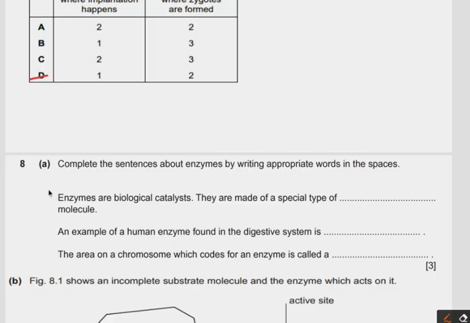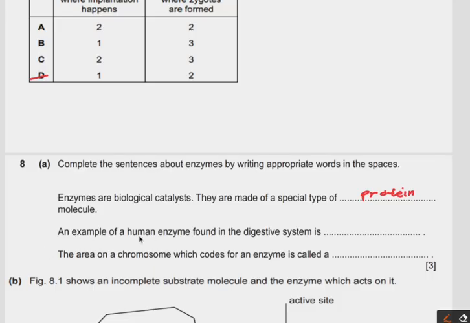Then the last question, which is the structure one, says complete the sentences about enzymes by writing appropriate words in the spaces. So enzymes are biological catalysts. They are made up of a special type of protein molecule. So enzymes are usually protein in nature.